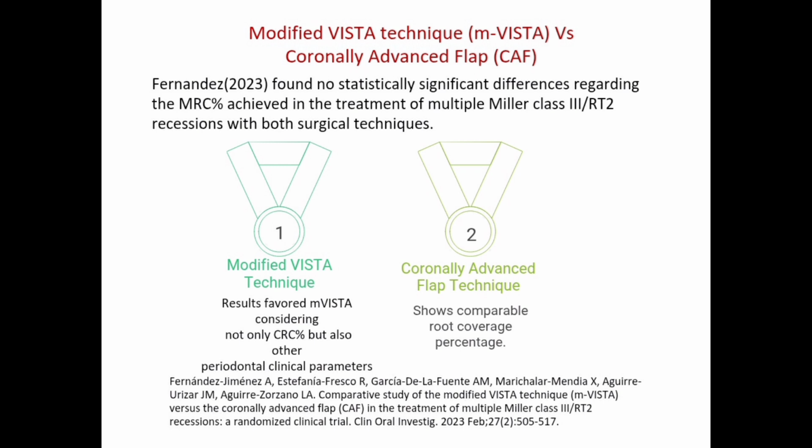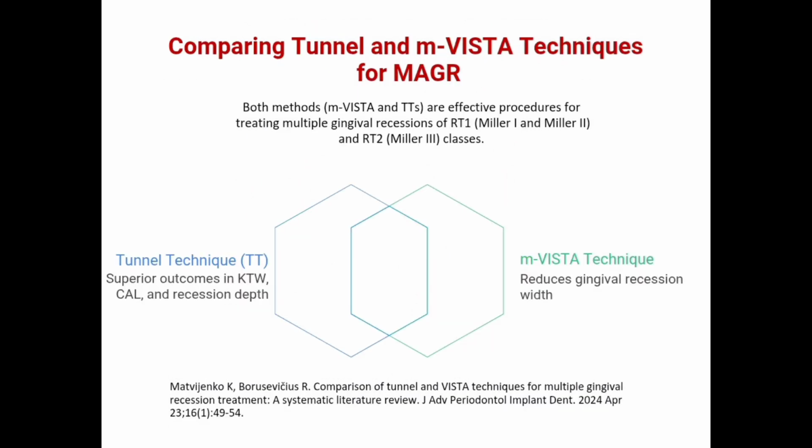Fernandez in 2023 compared modified VISTA and coronally advanced flap and found no statistically significant difference regarding the mean root coverage achieved in the treatment of multiple Miller's class 3 or RT2 recessions with both surgical techniques. Results, however, favored modified VISTA, considering not only complete root coverage but also other periodontal parameters like recession depth and clinical attachment loss.